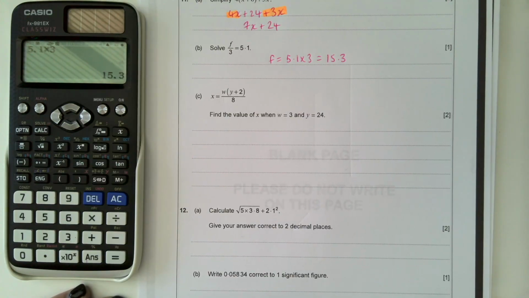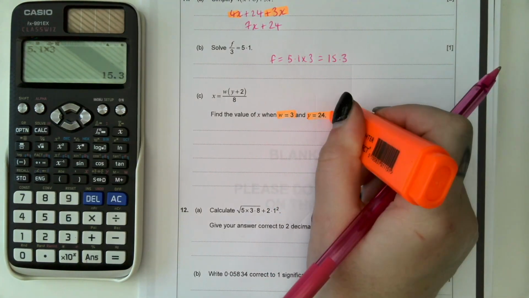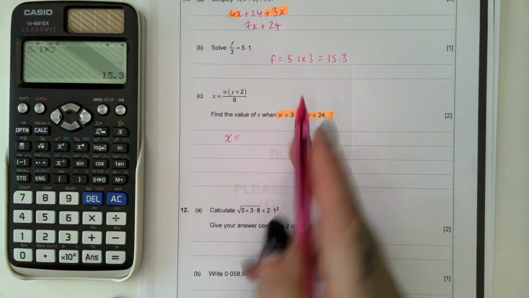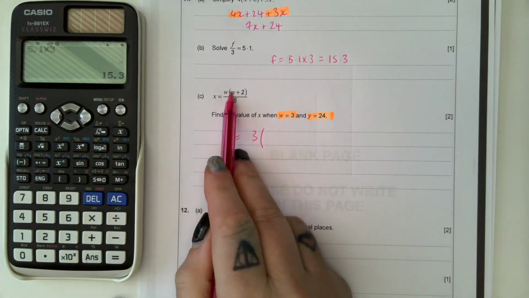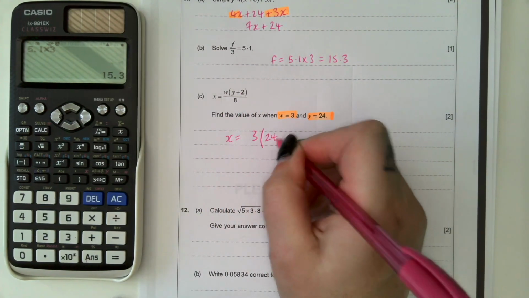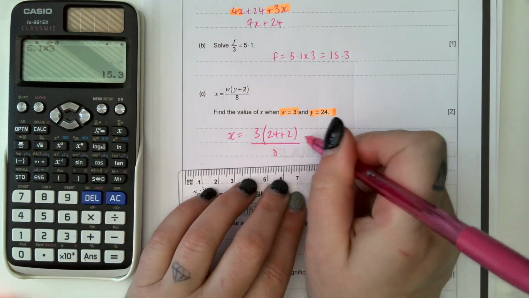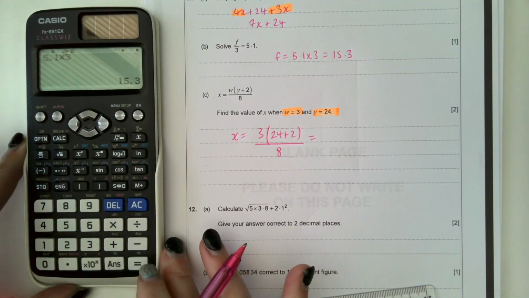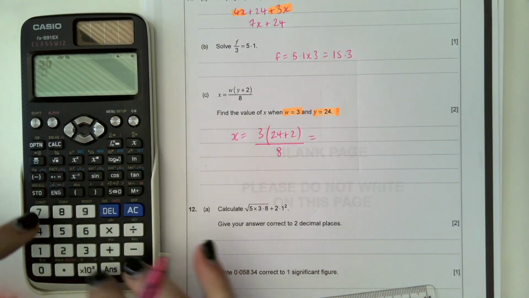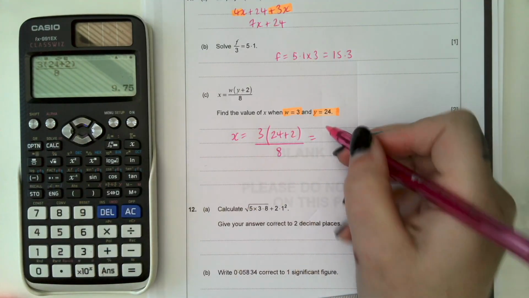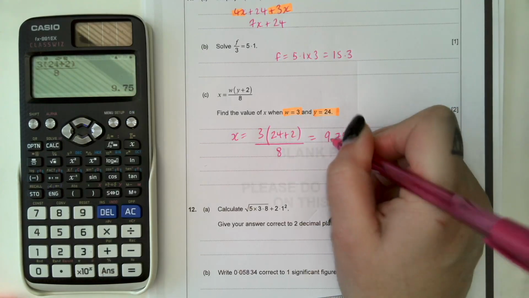C, find the value of x when w equals 3 and y equals 24. So I'm going to substitute these two values into that equation. So x equals w, which is 3, bracket y plus 2, 24 plus 2, all divided by 8. And then let's just stick that in our calculator. It is 9.75.